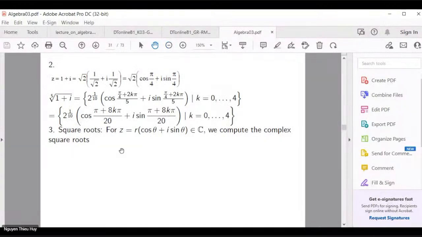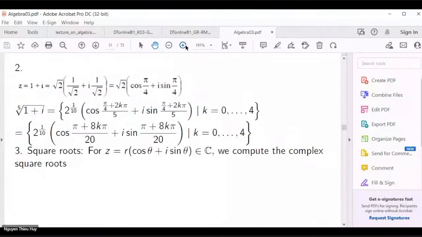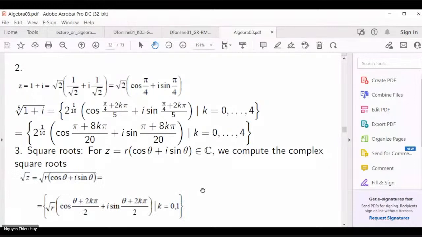And we see that for the square root, we consider any complex number z. Of course we can change to the polar form r times cos theta plus i sine theta, and we compute the square roots now. We already knew that the square root only contains two different values, when z is not 0, because if z is 0, there is nothing to say. So let's compute this.